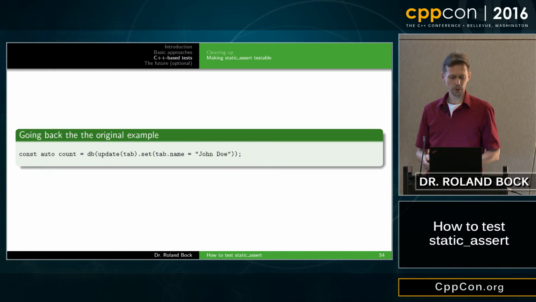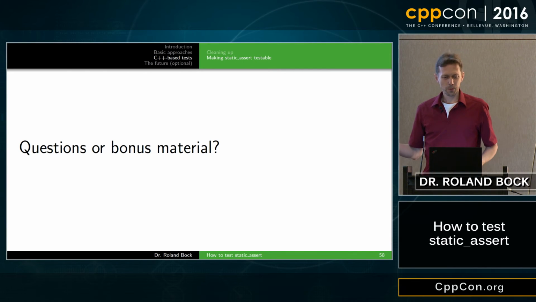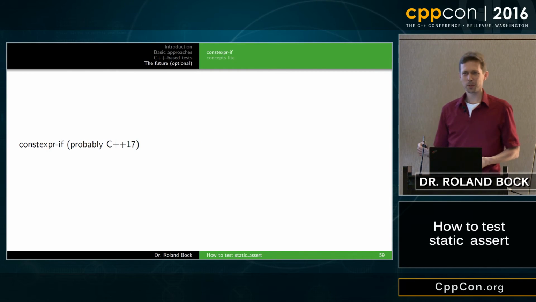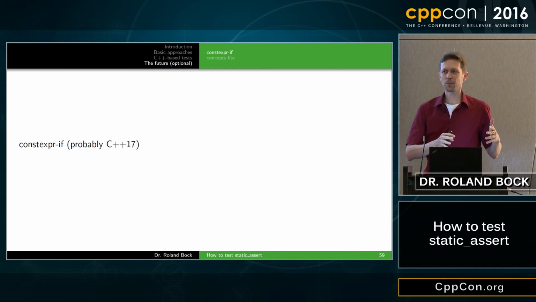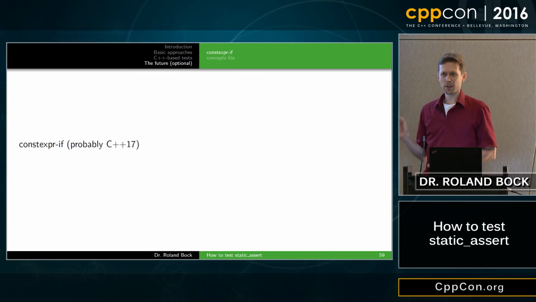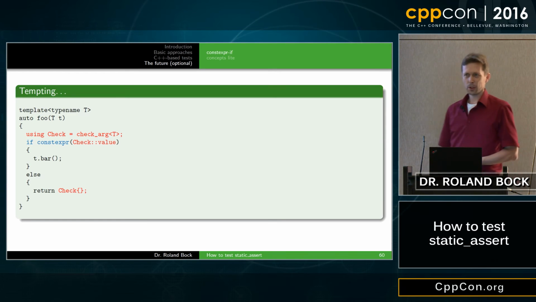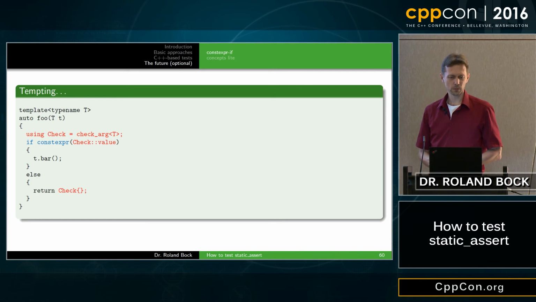Okay, if you want, I can go to some future material. I'm not 100% sure about this, because unlike the other stuff, it is not production-ready code. I did some experiments, and this is what I think we might end up with. So constexpr if is something that is almost certainly going to come in C++17. It's a funny name for something that is written as if constexpr.